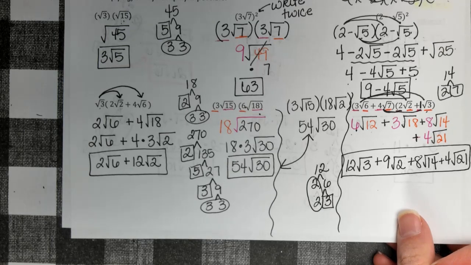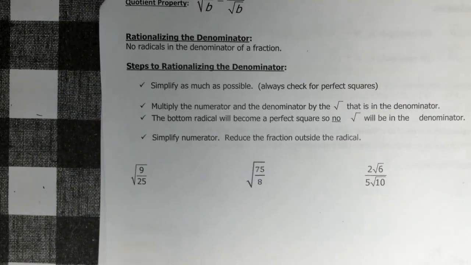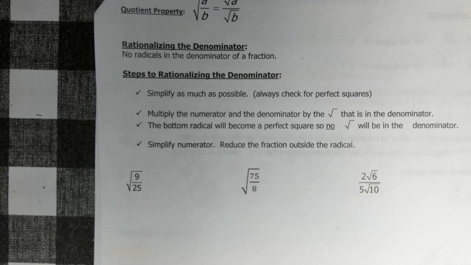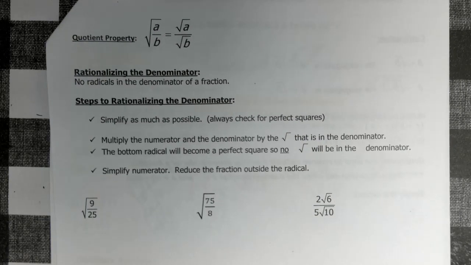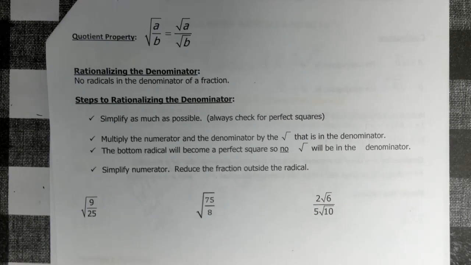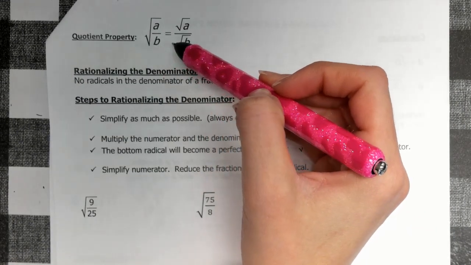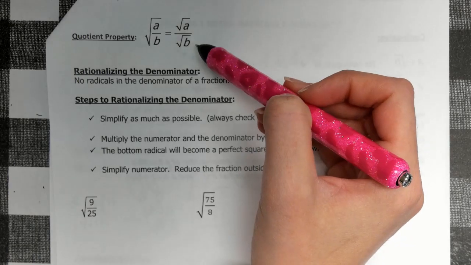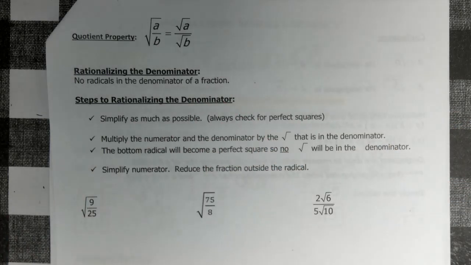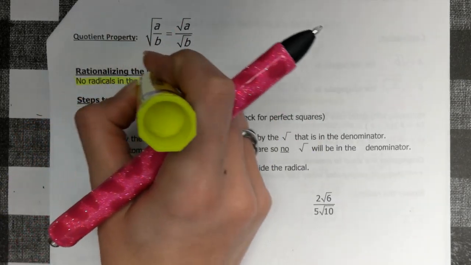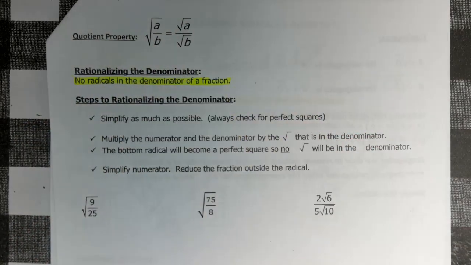We get to flip? Okay, now we're going to talk about rationalizing. So our quotient property tells us if you have the square root of a over b, you can separate that radical into the square root of a over the square root of b. Okay? The reason we rationalize the denominator is because you cannot have radicals in the denominator of a fraction. You have to get rid of it.